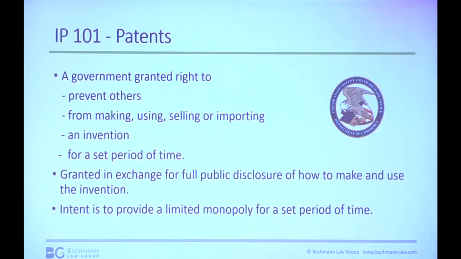So let's talk briefly about patents. In order to get a patent, you have to apply for it. It's not created automatically. And what the government grants you in a patent, if you're successful in your application, is a right to prevent others from making, using, selling, or importing an invention for a set period of time. So it doesn't necessarily give you the right to practice your invention, but it allows you to prevent others from making or using it or selling it.